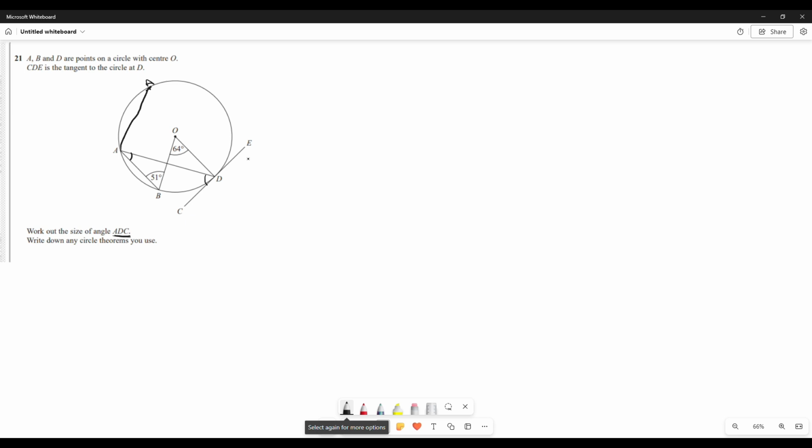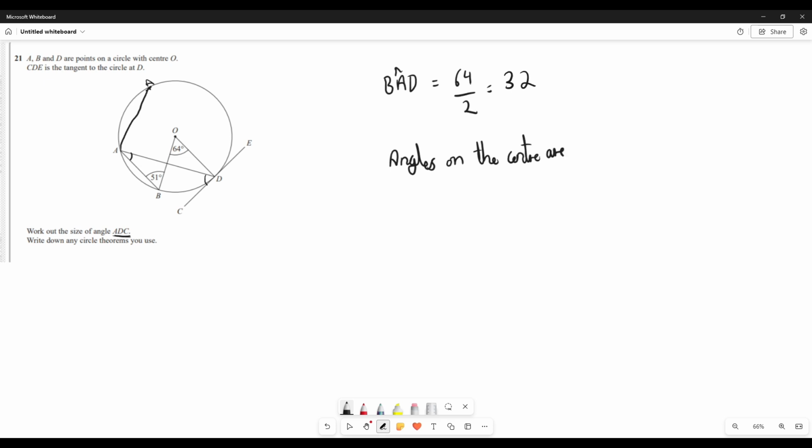So first of all, we put BAD is equal to 64 divided by 2, which is 32. We know that because angle at the center is 2 times angle at the circumference. So we know that's 32.